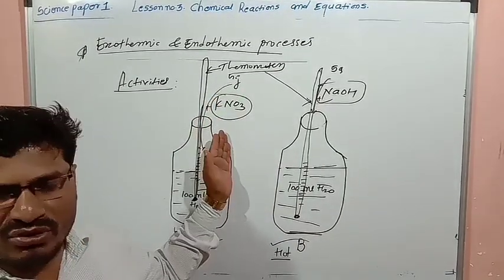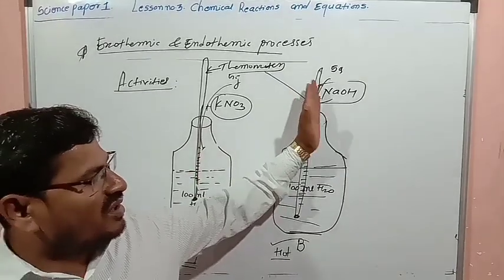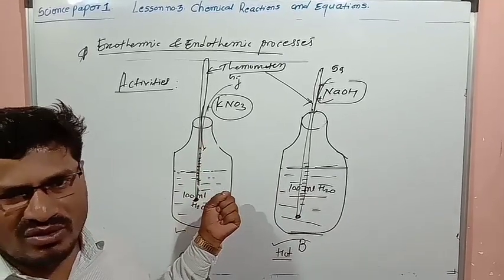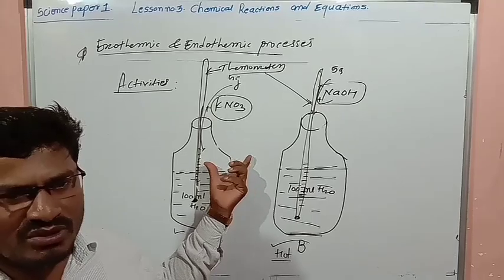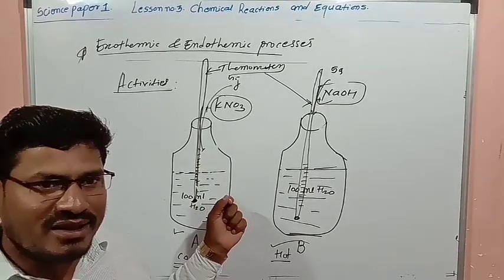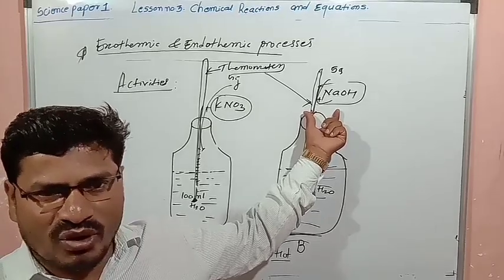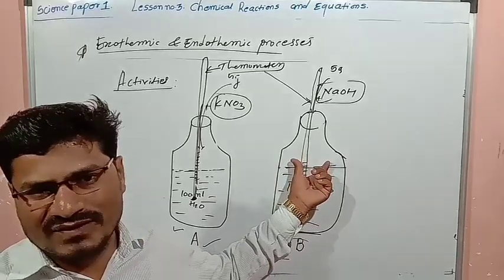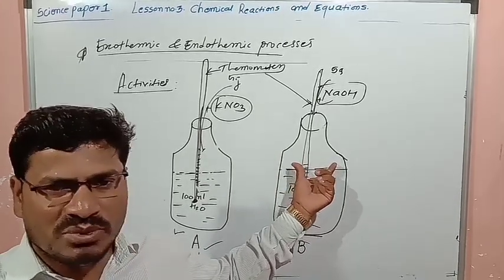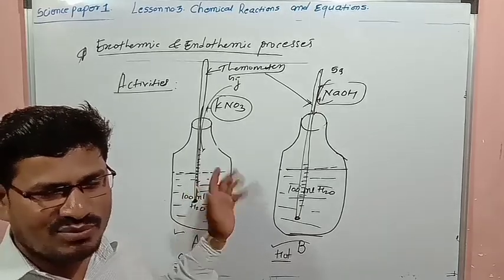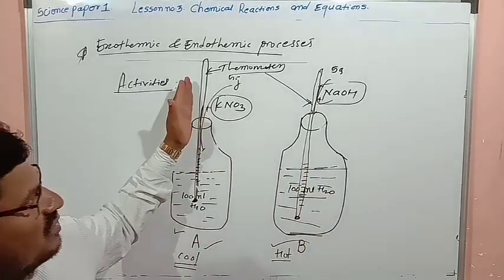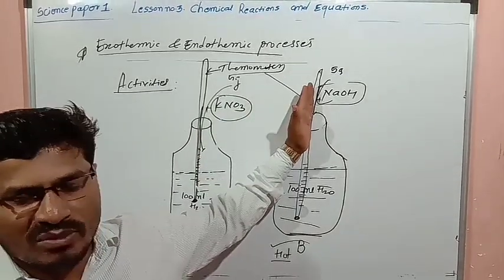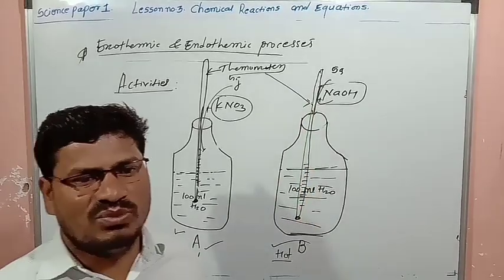here also dissolution of KNO3 takes place in the water, here NaOH dissolves into the water, but in this heat is absorbed from the surrounding, so temperature of the water decreases. And here, when sodium hydroxide is added into the water, heat is produced. So temperature of this bottle will be more and temperature of this bottle will be less. From this you can identify dissolution of KNO3 in water is an endothermic process, and dissolution of NaOH into the water is an exothermic process.